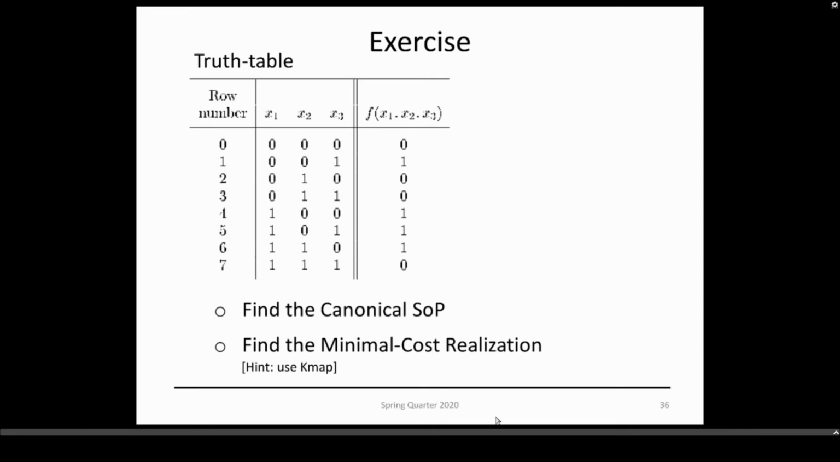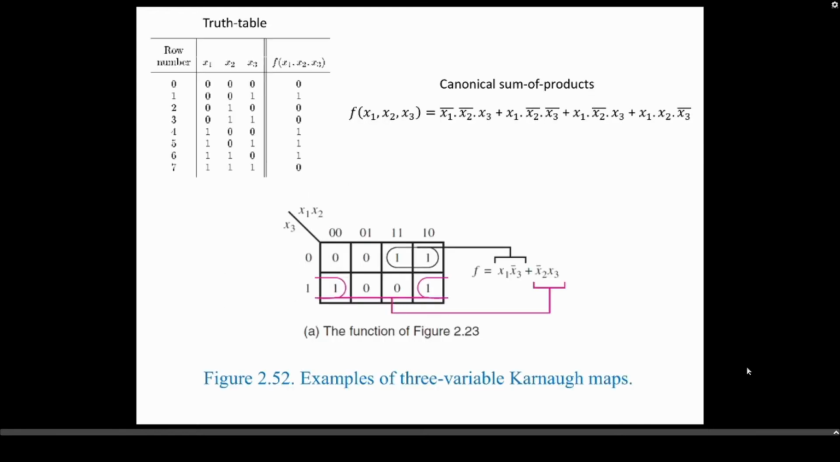Alright, so pause the video and try your best to find the canonical SOP and the minimal cost by the 2 methods: by massaging your Boolean expression out of the canonical, and then apply the KMap and see if you can get the same answer. So what do we have as the canonical form? Notice here that I have 1, 2, 3, 4 minterms. I could massage these and find the common terms, but I'm going to let you guys practice that. And I'm just going to design the KMap.